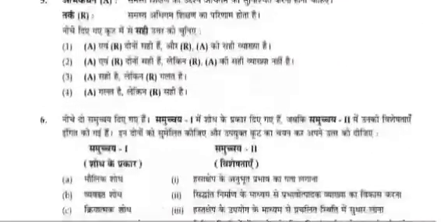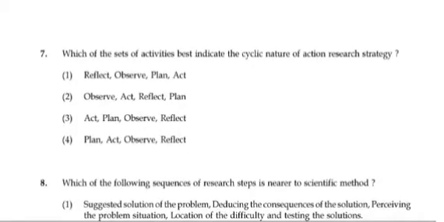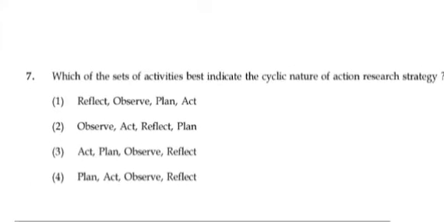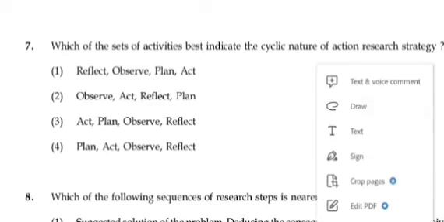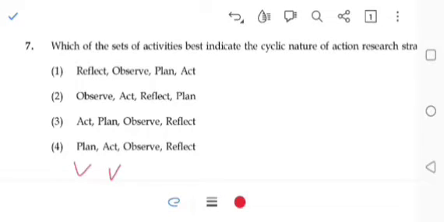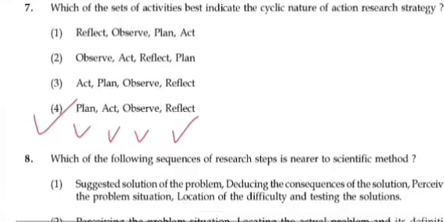Now next question, number 5. Number 5 says, which of the sets of activities best indicate the cyclic nature of action research strategy? Reflect, observe, plan, act. Observe, act, reflect, plan. Act, plan, observe, reflect. Plan, act, observe, reflect. It will be plan, then act, then observe. First plan, then act, then observe, then reflect. So number 4 will be the correct option.